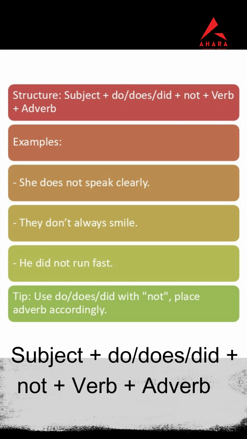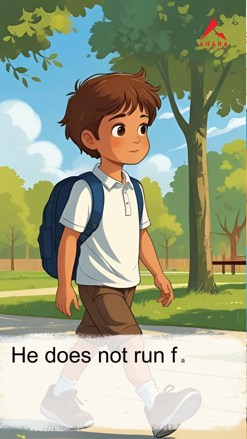Let's have a look at the negative form. Subject plus do or does or did plus not plus verb and the adverb. When you see the examples, you will understand it. Let's see. He does not run fast. So how is he not running? He does not run fast. So which word becomes the adverb? Fast.